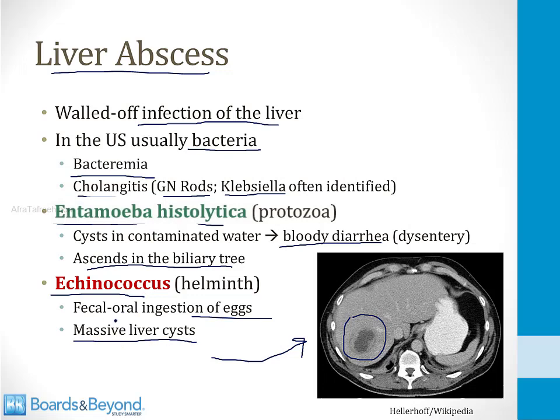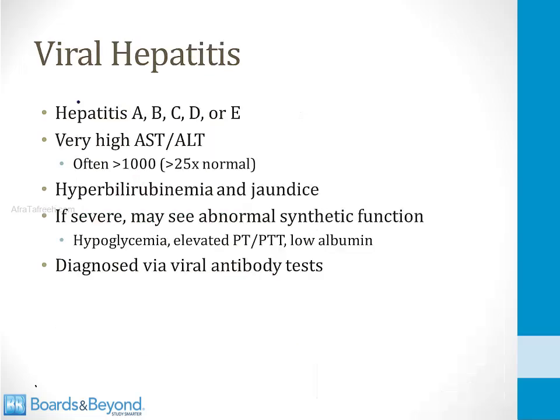Echinococcus is famous for causing huge liver cysts. In the infectious disease section, I talk about viral hepatitis in detail. I'll just briefly review the topic here. There are 5 hepatitis viruses that infect the liver: hepatitis A, B, C, D, or E.